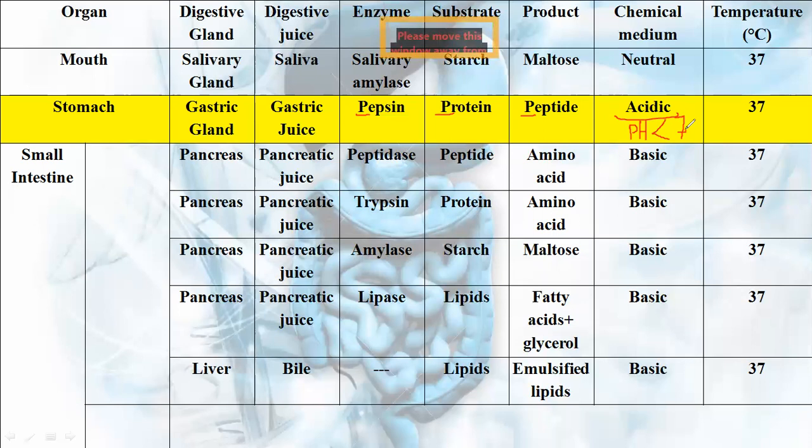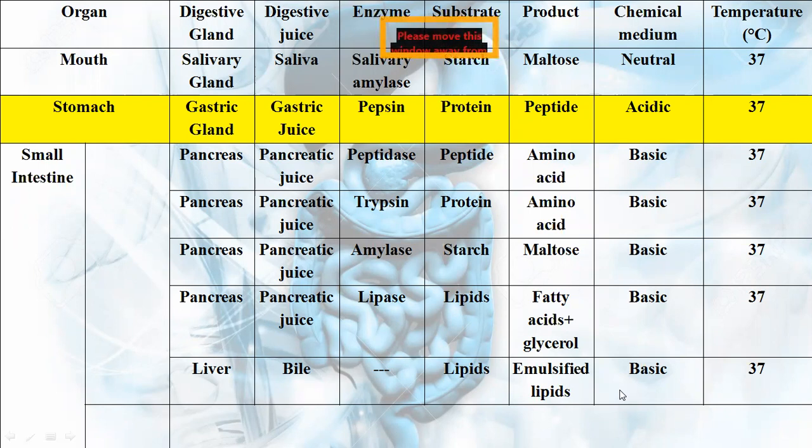So I repeat this. In the stomach, we have the gastric gland. The gastric gland secretes a juice which is called gastric juice. This gastric juice contains the enzyme pepsin. So pepsin works on protein to give peptide, PPP. The medium is acidic and the temperature is 37 degrees Celsius. So here, the first two enzymes: salivary amylase in the mouth works on starch to give maltose, medium neutral, temperature 37. The second enzyme was the pepsin found in the stomach inside the gastric juice. The pepsin works on protein to give peptide. Medium is acidic and temperature is 37 degrees Celsius.